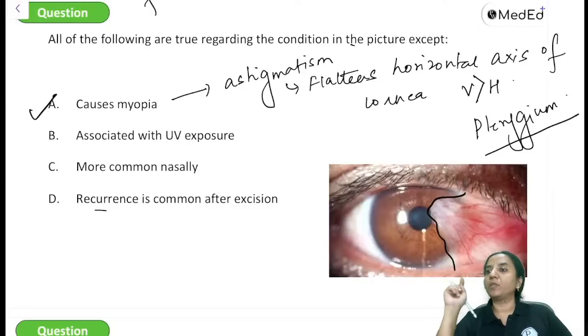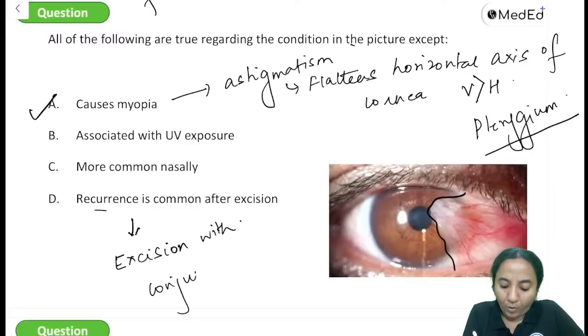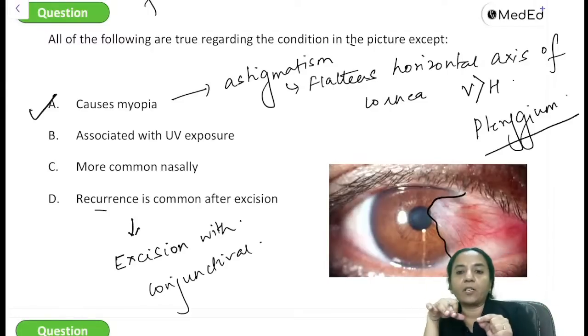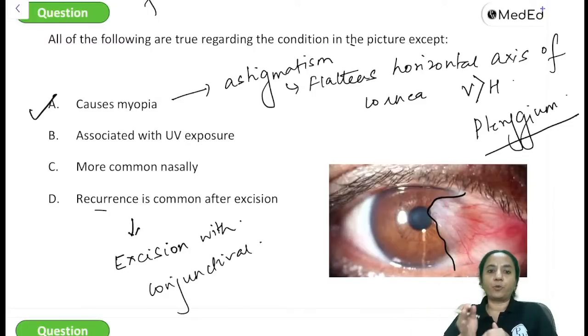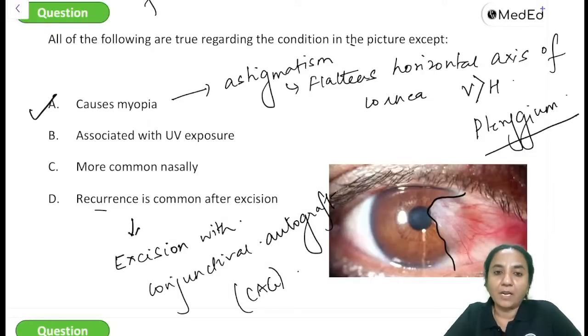We are often asked which is the best method to prevent recurrence. It is excision with conjunctival autograft, or CAG. Conjunctival autograft means that you measure the defect of the conjunctiva, take a piece of conjunctiva of the same size from the same eye from another site, and put it here. So excision with CAG is the best method to prevent recurrence.